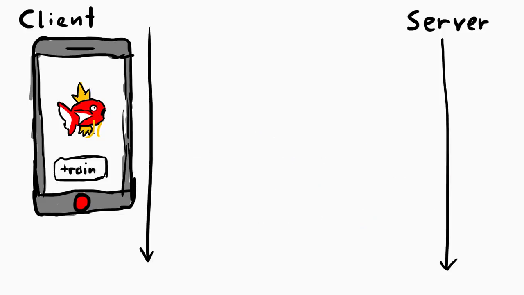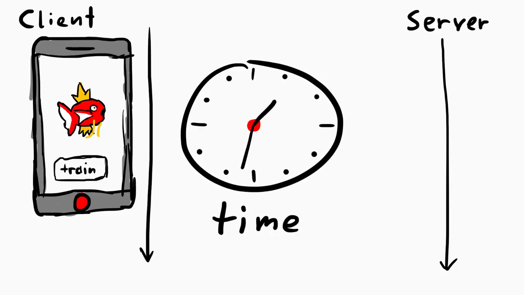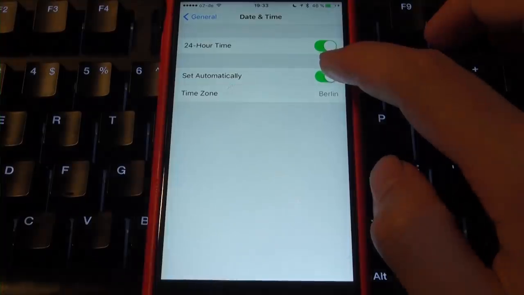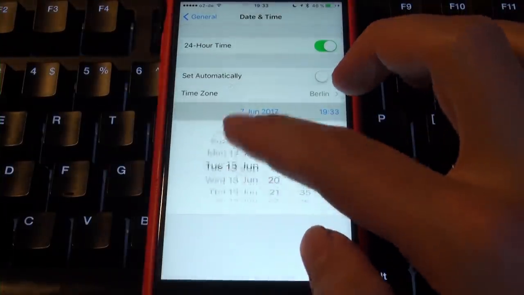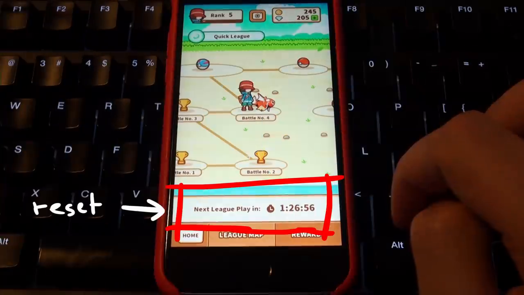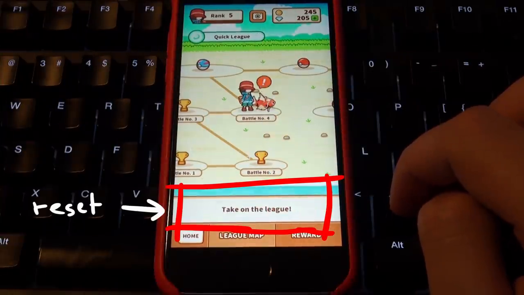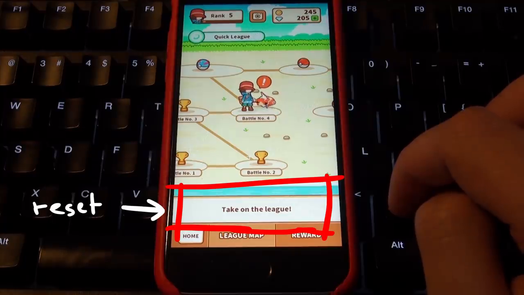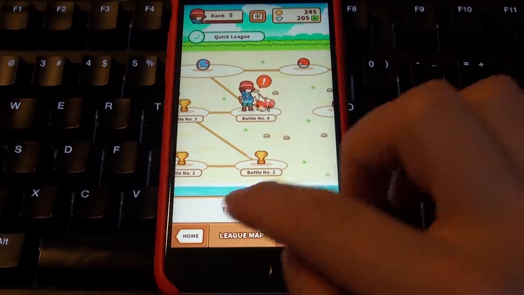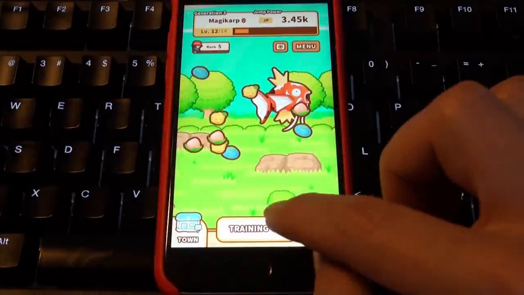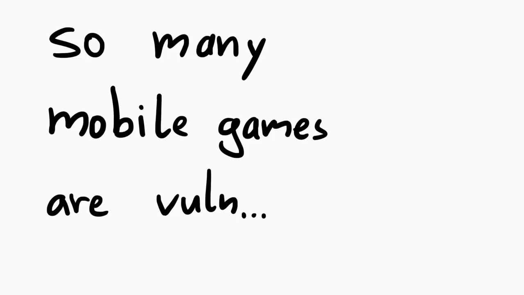But there's one data source everybody can easily control on the phone and is also trusted by these simple games, and that is the time. So what happens in Magikarp Jump is you can simply forward your clock or date, go back into the game, and the timer's all reset. You can again perform any action, and suddenly cheating is super simple and didn't even require any intrusive actions that would be considered hacking. And this is true for so many mobile games.